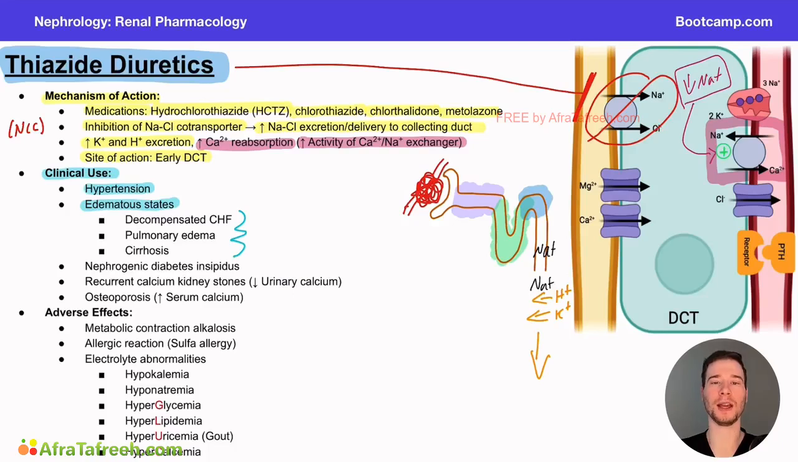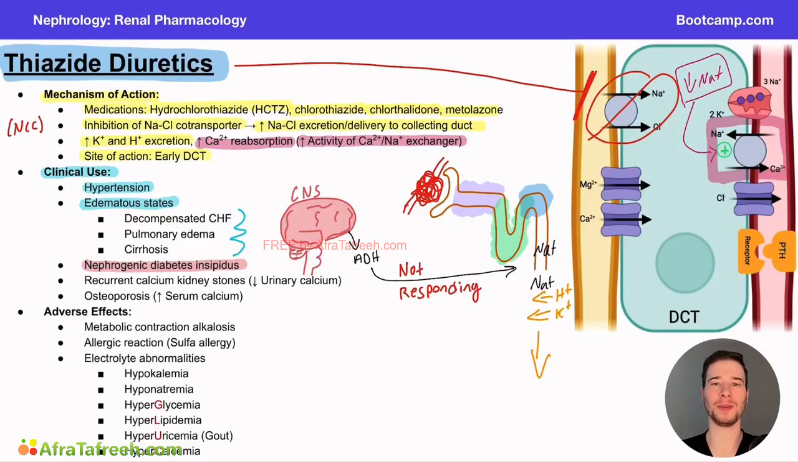Now, the interesting use of thiazide diuretics I want to talk about is its use in nephrogenic diabetes insipidus. What's the problem in nephrogenic diabetes insipidus? Well, the problem is that the body is not responding to ADH, right? So we have our central nervous system, and we are secreting ADH. ADH is normal in patients who have nephrogenic diabetes insipidus. This is different than central diabetes insipidus, in which we are having a problem with producing or secreting ADH from the body itself. In nephrogenic, ADH is secreted, but it's not responding, right?